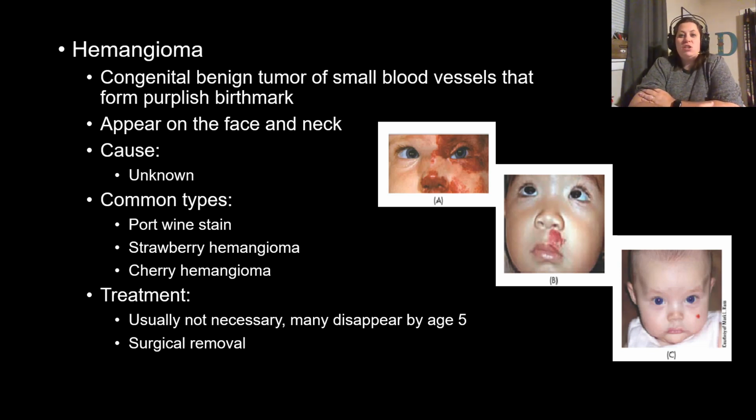We also see that you could have a strawberry hemangioma. This is shown in the middle picture. It's a little bit more concentrated or in a particular area compared to the port wine stain. And then you can have a cherry hemangioma, which is a little bit smaller even still. Treatment is usually not necessary because a lot of them tend to disappear by the time the child is 5 years of age. But if they are in an area like around the eye or the nose or mouth where they potentially could cause issues in the development, surgical removal might need to be done.